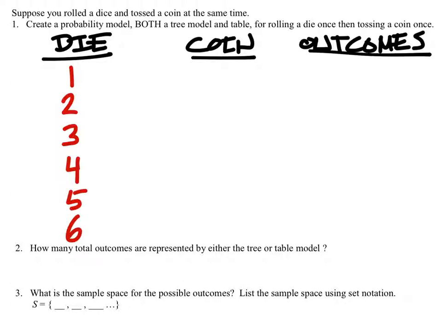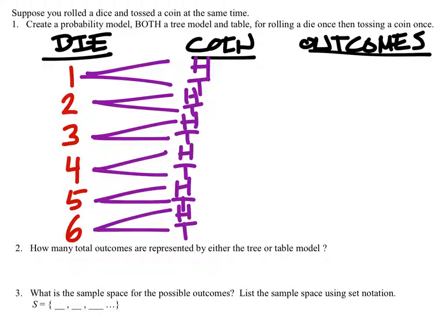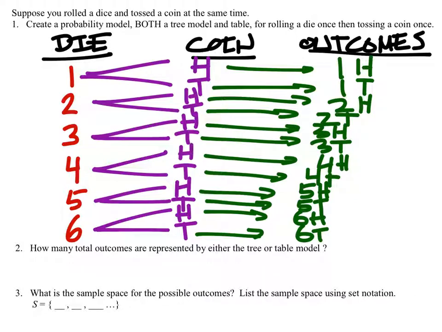Alright, so for the dice, we know you can roll either a 1, 2, 3, 4, 5, or 6. Now from there, let's say if you rolled a 1, then you could either toss heads or tails from there. Same with 2, you could either get heads or tails. 3 would give us heads or tails, and this continues. So let's go ahead and look at the outcomes then. For each one, for example, this one would be a 1H. Alright, so there is our tree model, just to start out with.